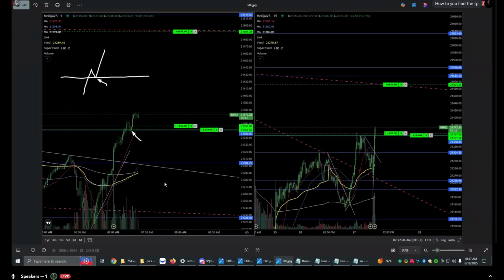How do you find the take profit? The take profit is going to be the next point of interest. And points of interest are resistance lines, support lines, MAs, VWAPs. Those are points of interest. Those are exit targets, trim targets, entry targets. That's how I find the next level.